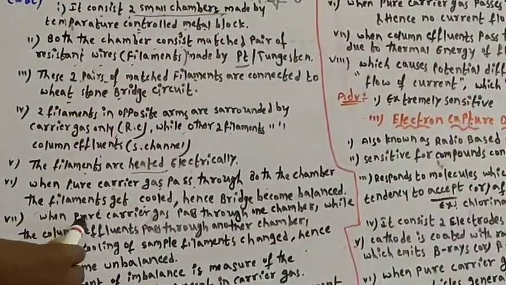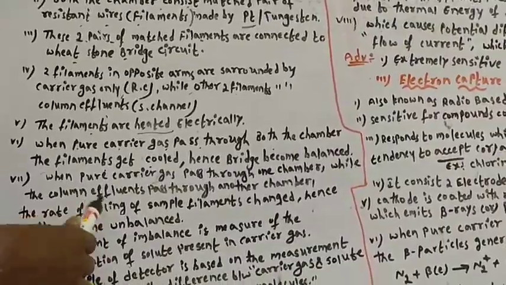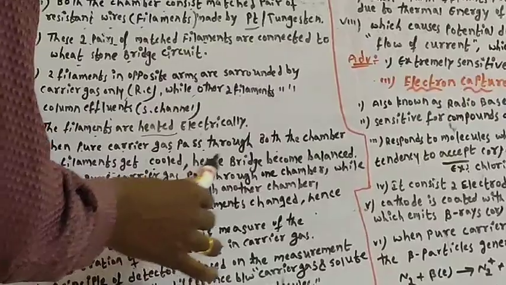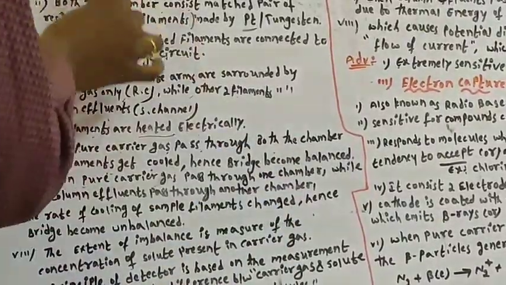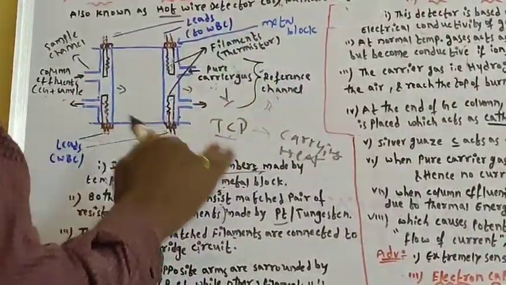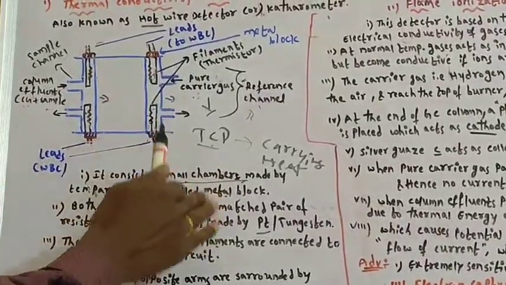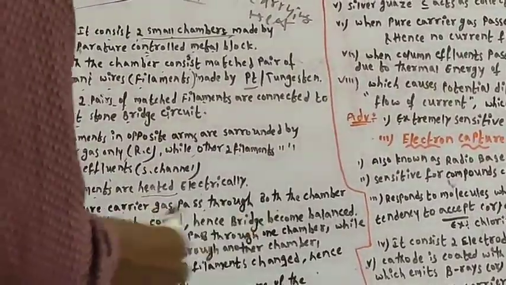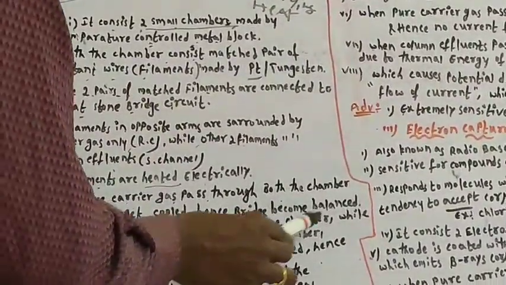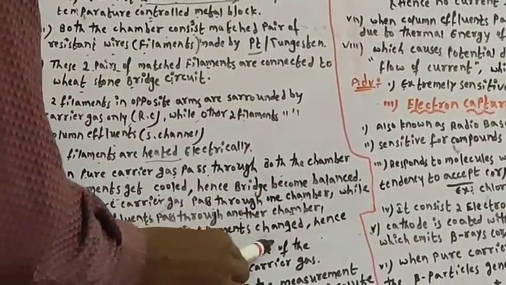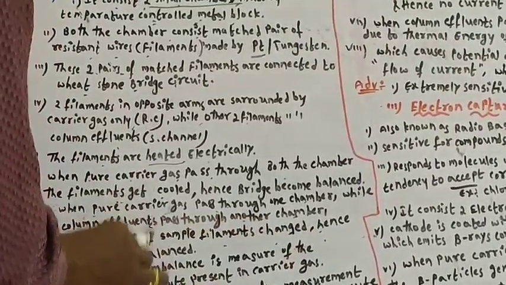Once the heat is transferred to the metal plug, the filaments become cool. When pure carrier gas passes through, both chamber filaments get cool, hence the bridge becomes balanced, because all the filaments become equally cool. They have equal temperature when pure carrier gas passes through. Then when pure carrier gas passes through one chamber while the column effluent passes through another chamber, the rate of cooling of sample filaments changes. Hence, the bridge becomes unbalanced.